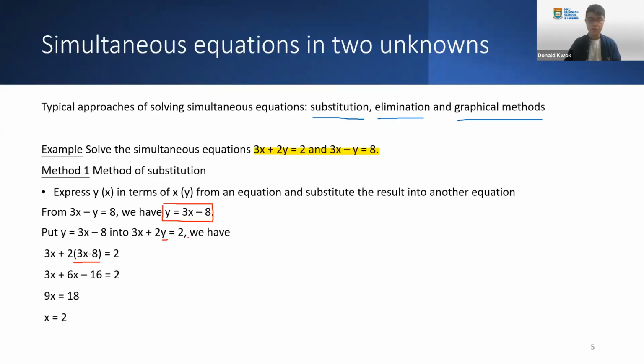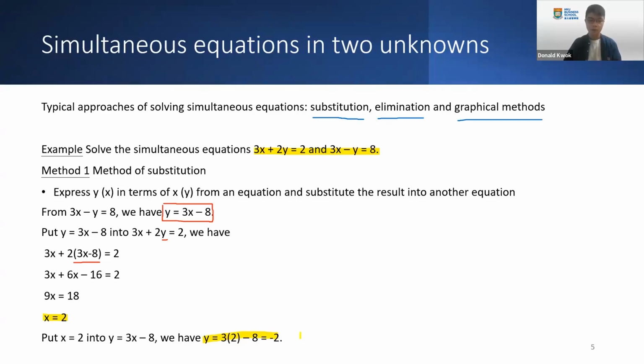After this substitution, you should be able to see that there's only one unknown, x, left in this equation, and we are able to solve the value, which is 2. Ultimately, we just put x equals 2 back into one of the equations, then we are able to solve the value of y, which is -2.